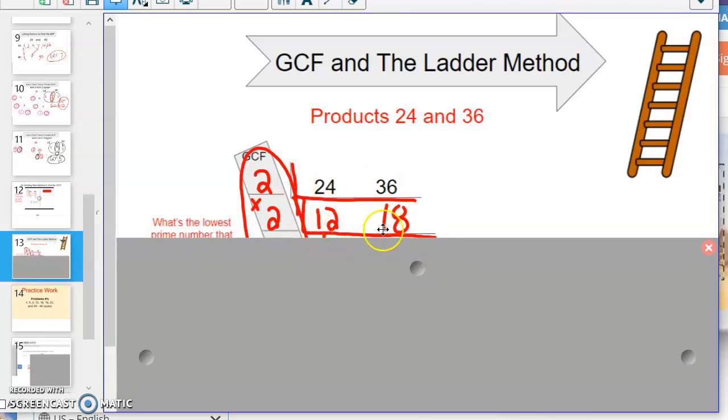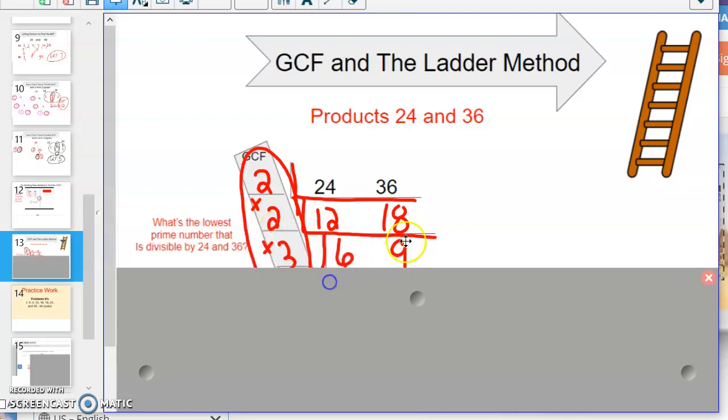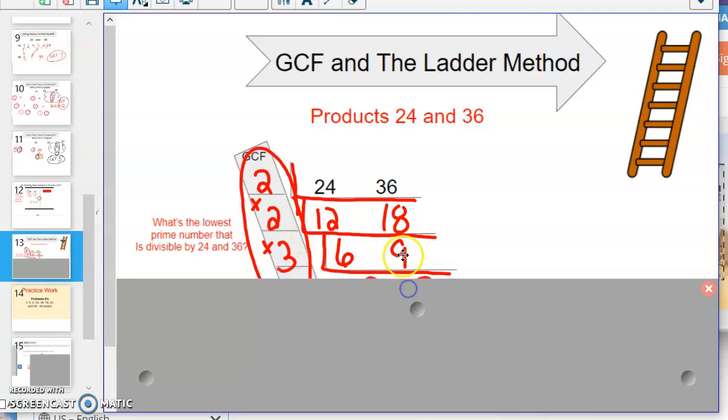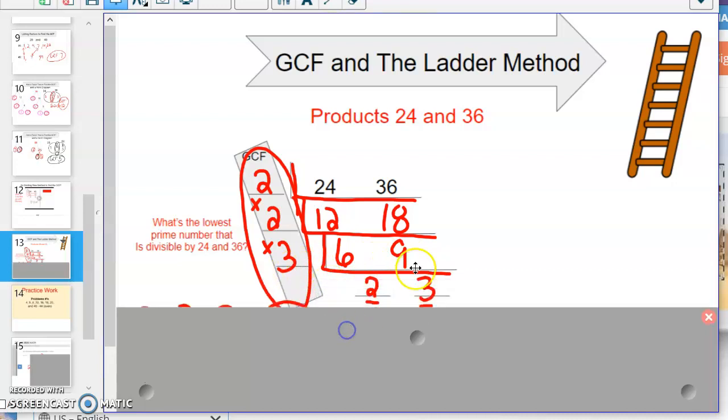Well, what number can I divide out of both 12 and 18? Well, they're both even, so I know I can divide another 2 out of them. So 12 divided by 2 leaves me with 6, and 18 divided by 2 leaves me with 9. Well, is there a number I can divide out of both 6 and 9? Yep, 3. So 6 divided by 3 leaves me with 2, and 9 divided by 3 leaves me with 3.